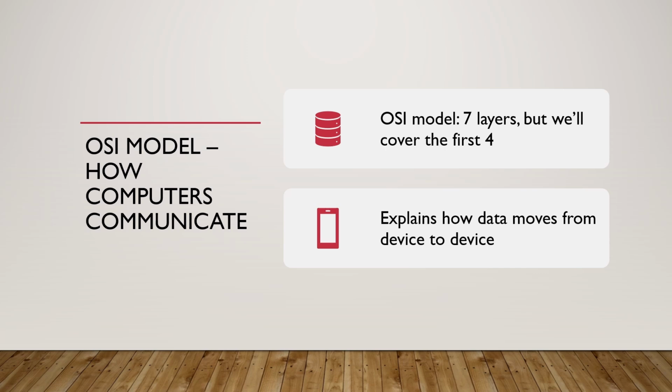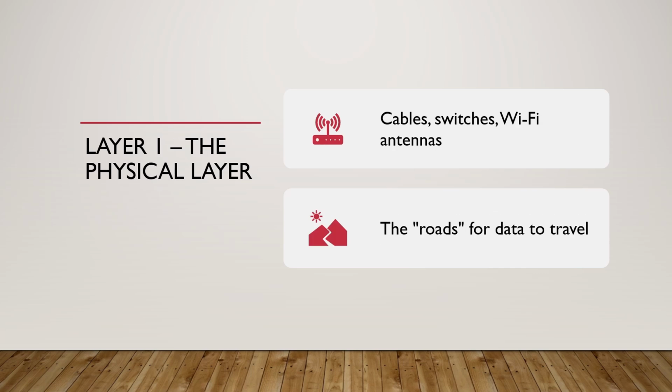Okay, so how do computers actually communicate in these networks? The OSI model is our roadmap here, but don't worry, we're only covering the fun parts, just the first four layers. Layer 1, the physical layer. This is stuff we can actually touch, like cables, Wi-Fi antennas, and switches. Think of them as the roads that messages travel on. No roads, no journey, right?